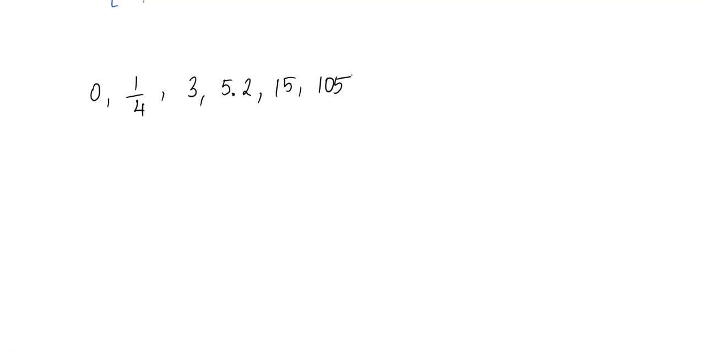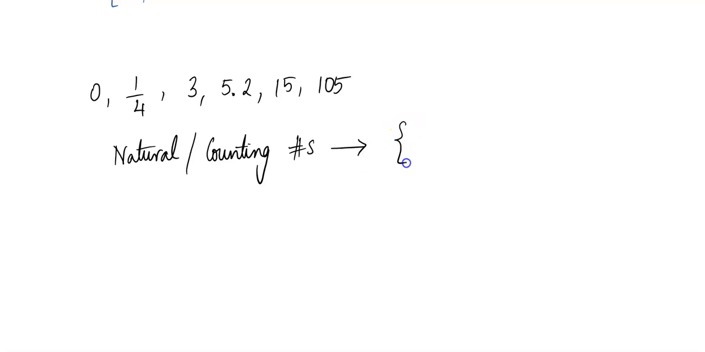Now remember again, if you look back at the definition, counting numbers are things that you can count naturally. Right? You can't count a 0 naturally, you can't count a fraction naturally. You can count 1, 2, 3, these numbers naturally. So what will those be? So I will say natural or counting numbers. That set would be 3, 15, and 105, right?